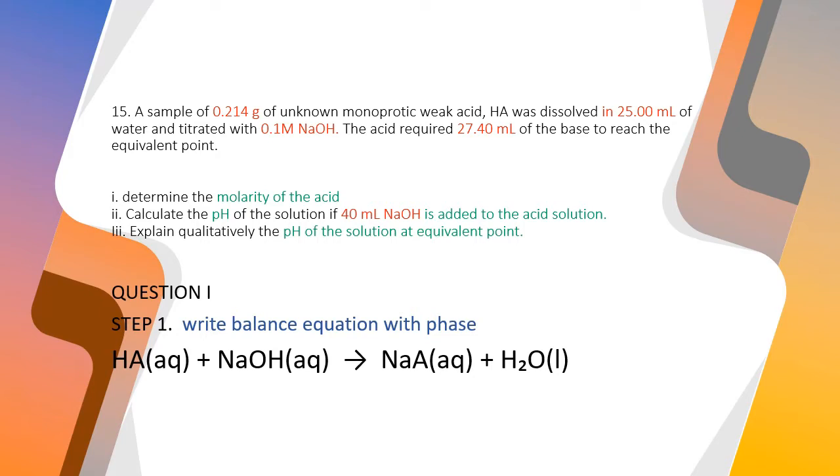This red one, this one, and this one is just number. If I highlight the values that are given in the question, I think it's easier for me to determine what it is, either it is volume, molarity, moles, or whatever. So it's easy to see. The green one is what the question needs you to do. In a simple word, it is the keyword for the question.